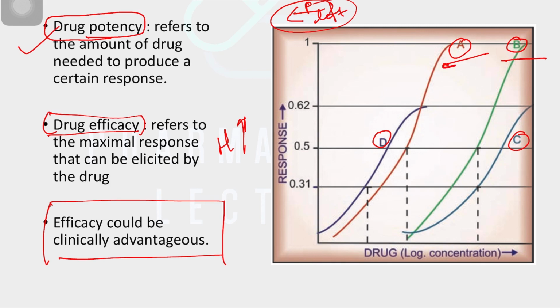But which is more potent out of this A and B? A, because A is more on the left side, so that is why A is more potent in comparison to drug B. But what about drug D in comparison to drug A, which is more potent? So yes, drug D is more potent in comparison to A, but drug A is more efficacious in comparison to drug D. So this is how you can compare different drugs, and depending upon that, you might be asked in examinations.